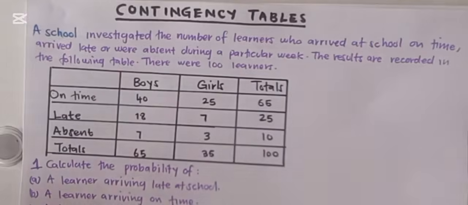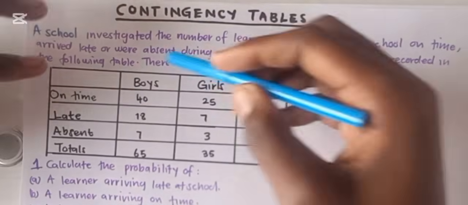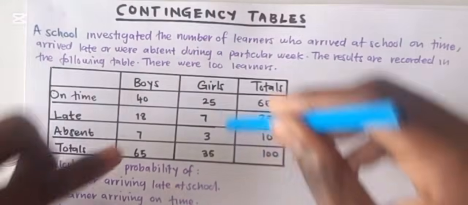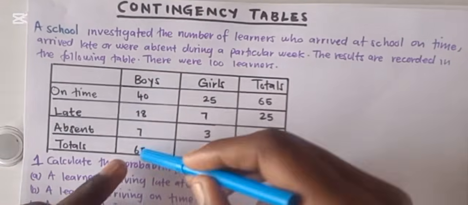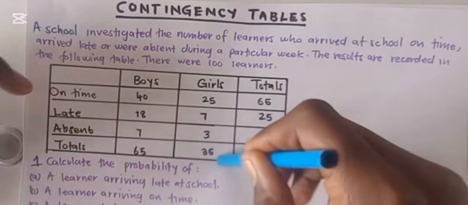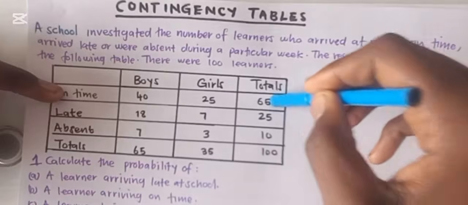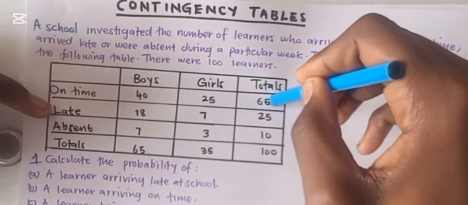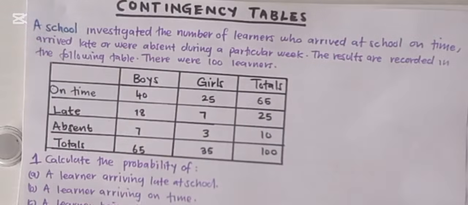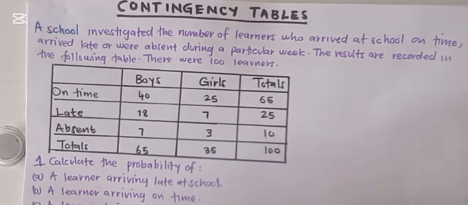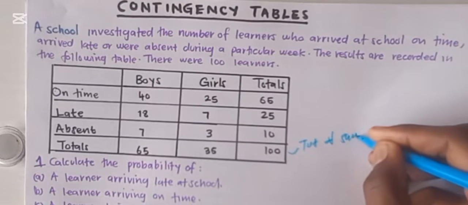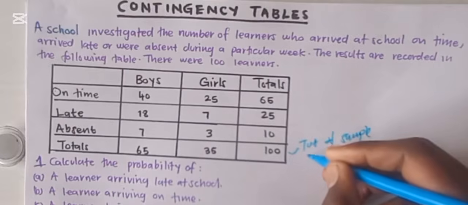On our previous video, we said that the total number of each characteristic, you will find it here. So this is the total number of the boys, which is 65. The total number of the girls is 35. The total number of the people that arrive on time is 65. The total number that arrive late is 25. The people that are absent is 10. And I also told you that this number here is called the total number of the sample space.